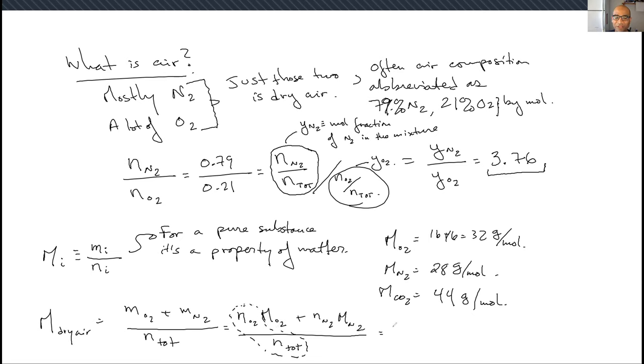This is NO2 over N total. This is telling me this is the mole fraction of oxygen times the molar mass of oxygen, plus the mole fraction of nitrogen times the molar mass of nitrogen. And actually the general rule for any mixture is, by definition, the molar mass of a mixture is just equal to the sum over all the components of that mixture of their mole fraction times the molar mass of that species.